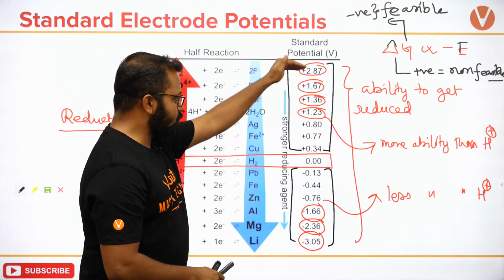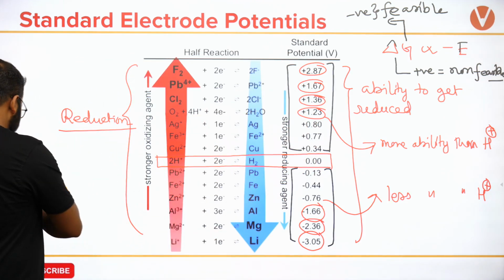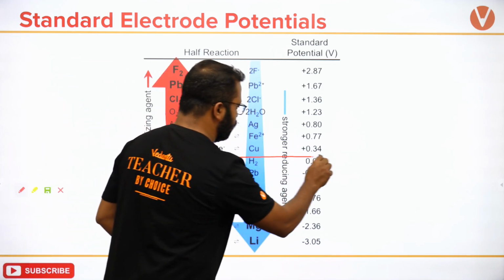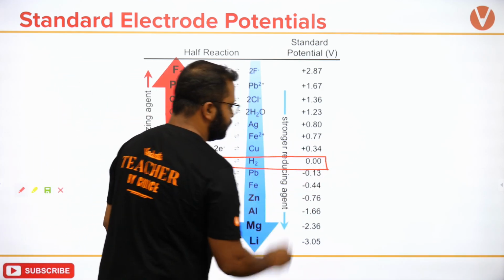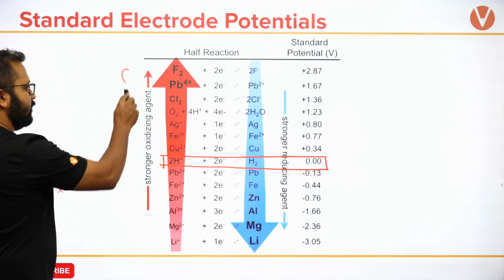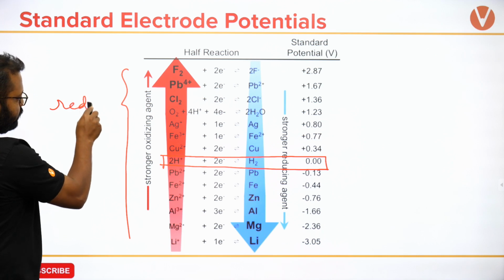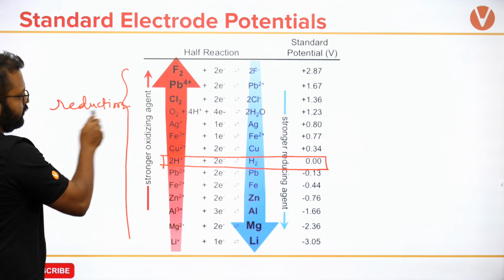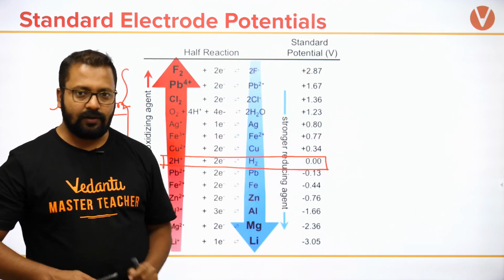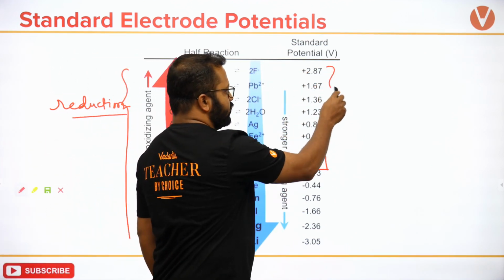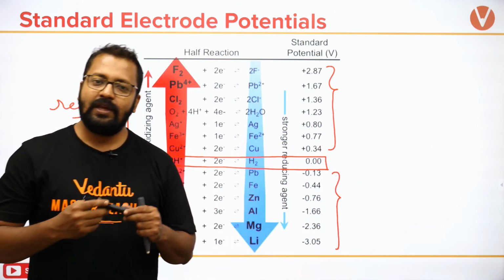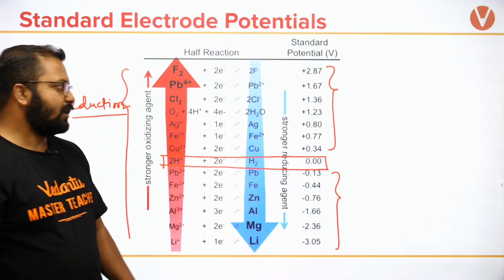You can see a lot of values over here. Remember to look for this one. What is the reaction which is happening here? The reaction is reduction. This value is of potential. There are certain values which are positive and certain values which are negative.